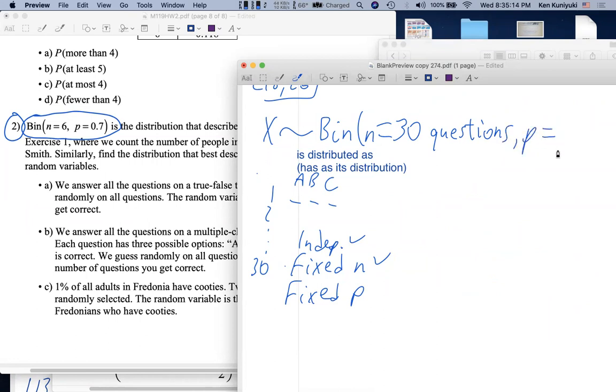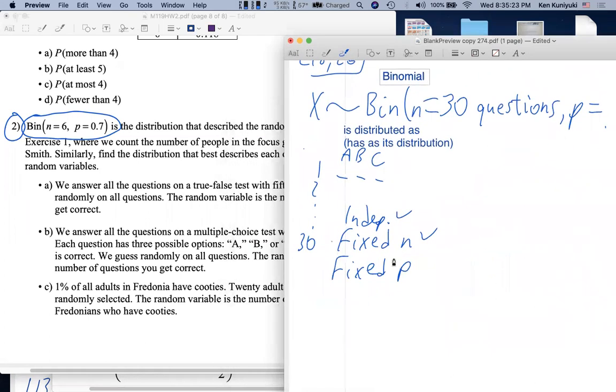Question: what does BIN mean? Binomial. Yes, it's a type of distribution, binomial. It means that you have these characteristics, where you have independent trials. If you get one question correct, that has no bearing on whether you get another question correct. It's not like you're on a roll. You're guessing randomly. N is fixed. You don't get additional questions in the middle, and P is fixed. You don't change from ABC to true false or anything.